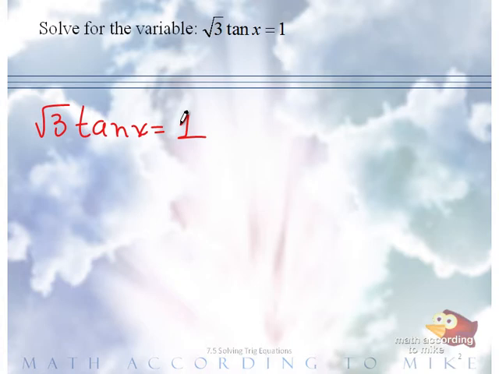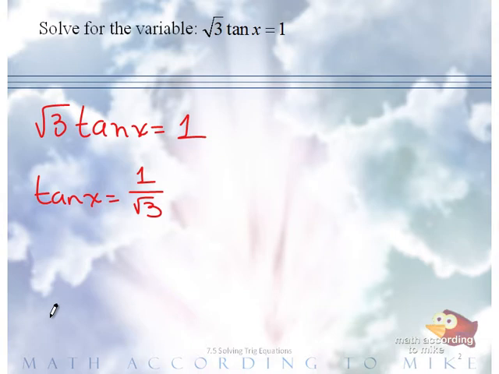Well, the first thing you want to do, as suggested, is isolate the trigonometric function first: tangent of x equals 1 over the square root of 3. Now you totally can, if you want to, rationalize. We're not going to. Instead, what we're going to do is a little sleight of hand.